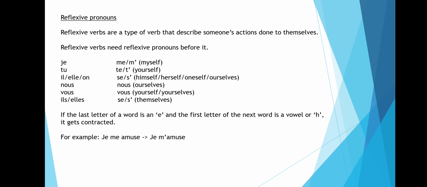So reflexive pronouns and direct object pronouns aren't the same thing. Let's start with reflexive pronouns. Reflexive verbs are a type of verb that describes someone's actions done to themselves. And reflexive verbs need reflexive pronouns before them.